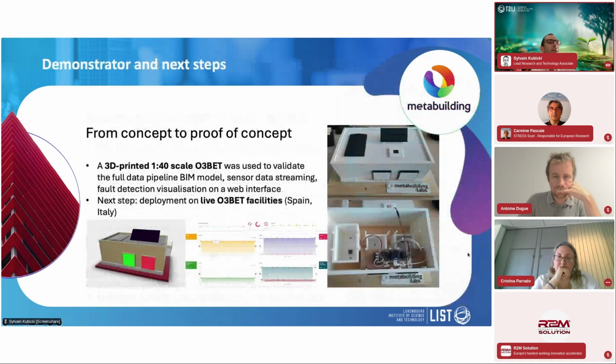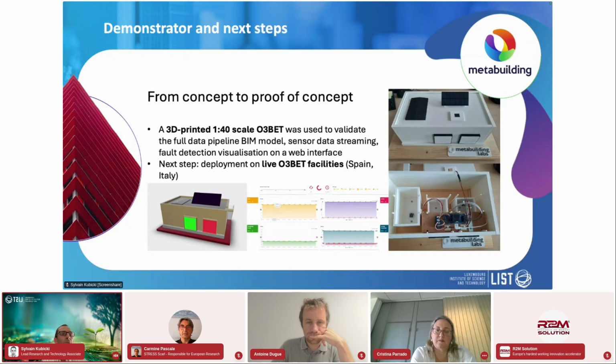There was an interesting step in our development while Cartif and Stress and the other partners were developing their facilities, which was a lot of infrastructure works, as you have seen, even administrative. So in parallel, we deployed this 3D printed scale mockup to validate the full pipeline, also using the BIM model, providing also some basic sensor data. And this is what we achieved, some pictures of the interface. And the next step is really the deployment on the O3BET facilities.